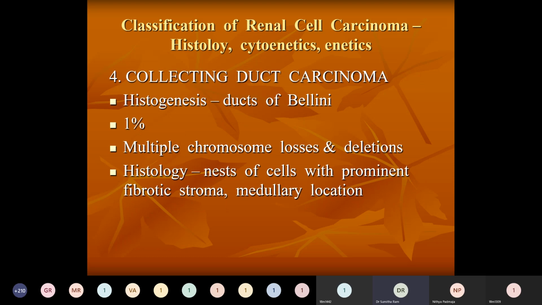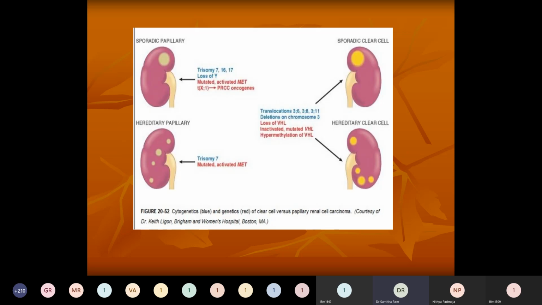The fourth one among the renal cell carcinomas is the collecting duct carcinoma, or carcinoma of the ducts of Bellini, and they comprise around 1% or less than 1% of the tumors, and they have multiple chromosome losses and deletions. Histology-wise, they comprise nests of cells with prominent fibrotic stroma, and they are mostly medullary in location. As with normal histology, collecting duct carcinoma is seen in the medullary region. So you should be clear with the types of renal cell carcinoma.